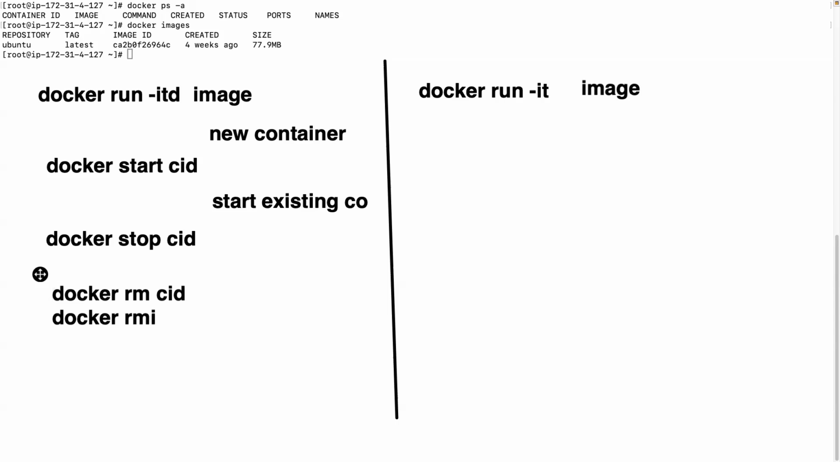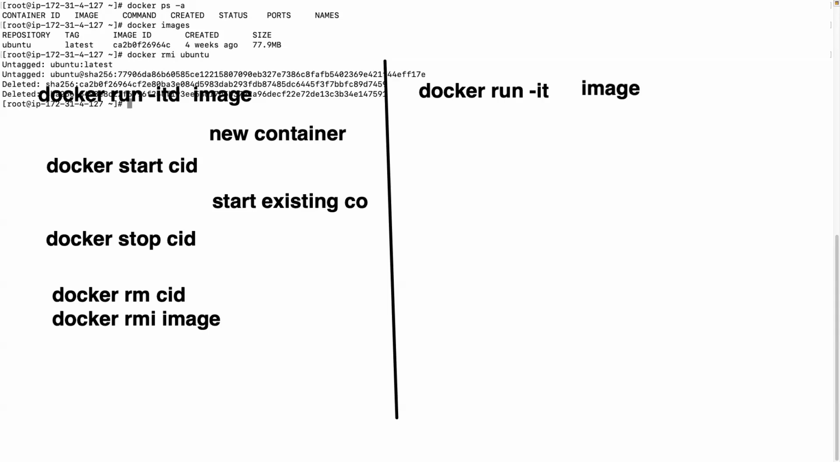RMI is to delete the image. RM is to delete the container. RMI to delete the image. Let me do that as well. Docker rmi ubuntu. If you see, yes, no images. Right? This is the container lifecycle. Any questions? Are we good?